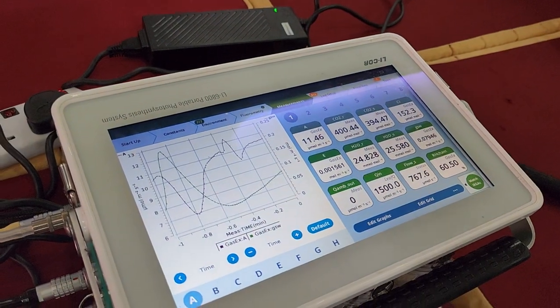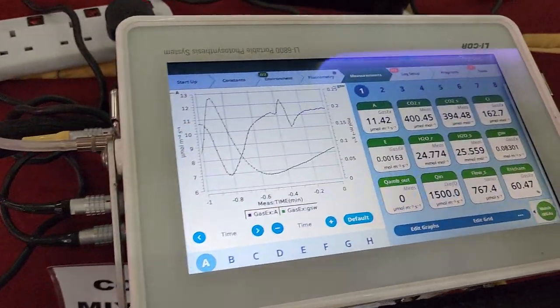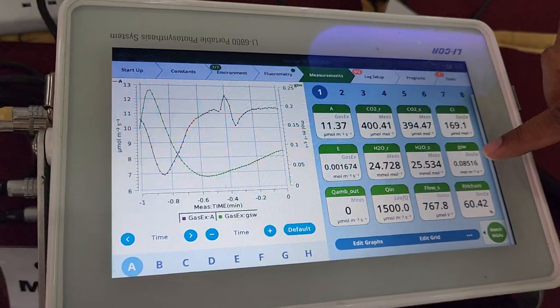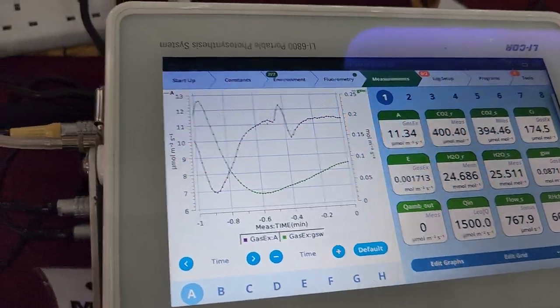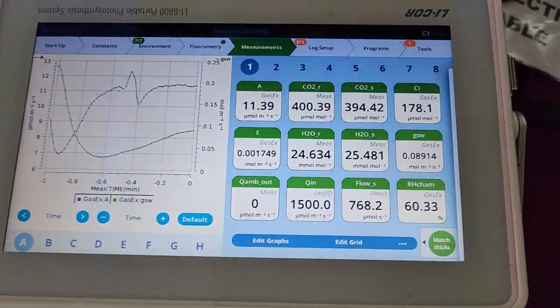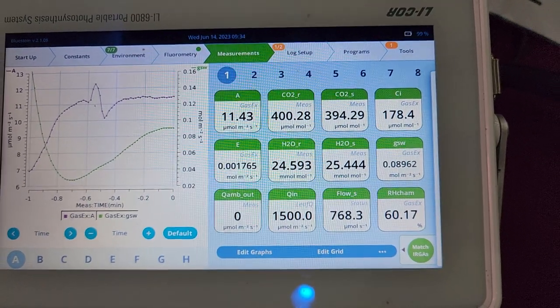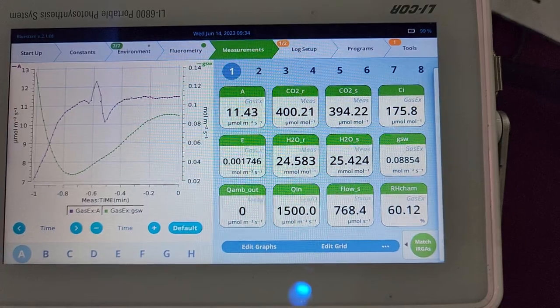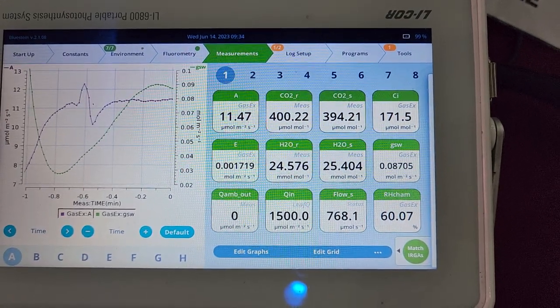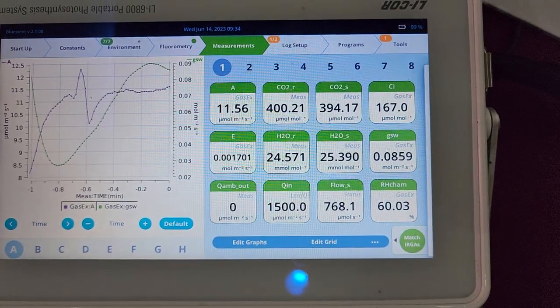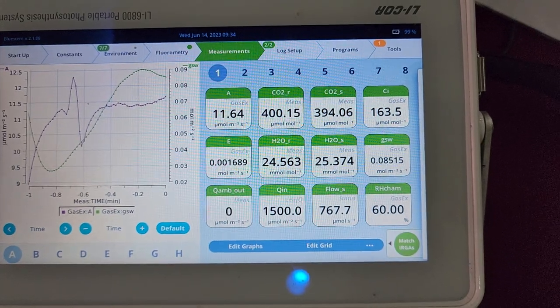The assimilation is very, very high. Okay? And also, the GSW, which is the conductance to water, is also positive, meaning that the stomata are opening. The stomata opening is going to facilitate transpiration. Lots of water vapor is going to go out, right? So the machine can detect this water vapor, and then it gives the reading.